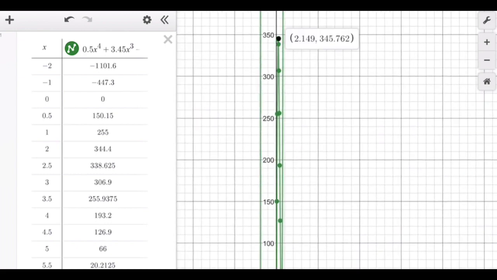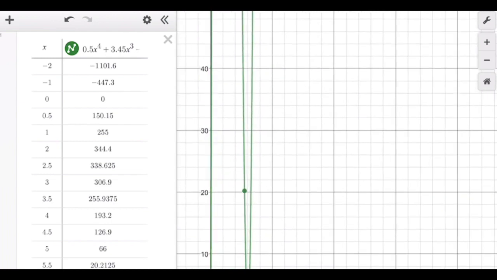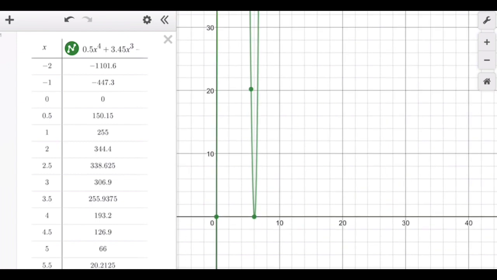We can see the very tippy top there at 2.149 hours. The maximum in our bloodstream is 345 milligrams. And then it falls back down until we reach 6 hours. We should get a little closer here. At 6 hours, we will then have 0 milligrams left in our bloodstream.